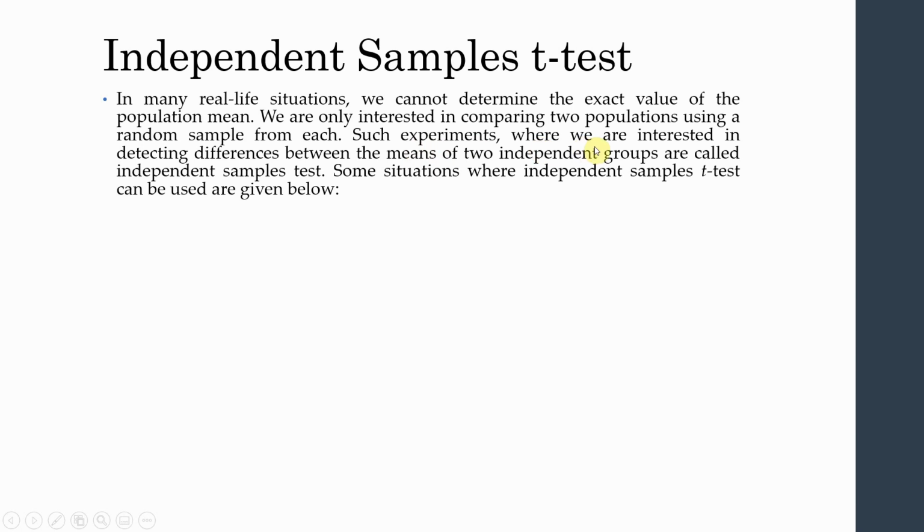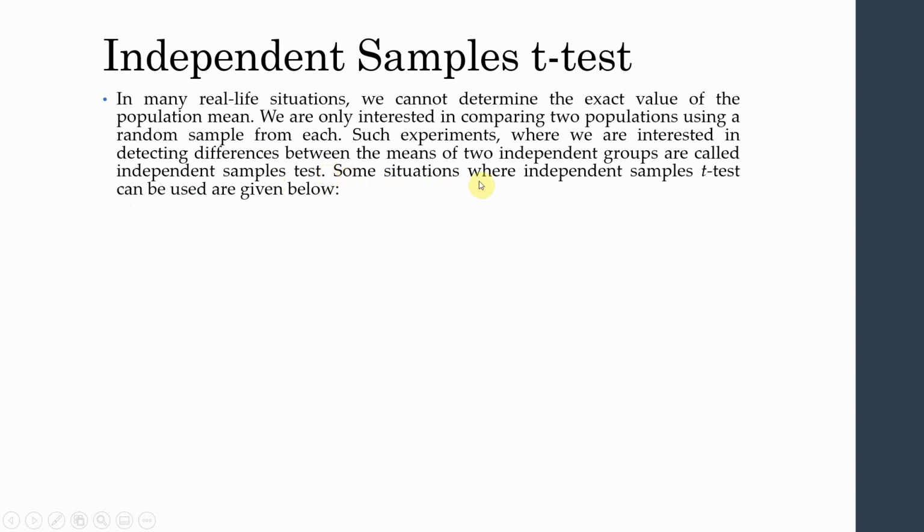Such experiments, where we are interested in detecting differences between the means of two independent groups, may involve male and female, junior-ranked employees and middle-ranked employees, or low income individuals and high income individuals. This scenario is tested using the independent samples t-test. The two samples are independent of each other.